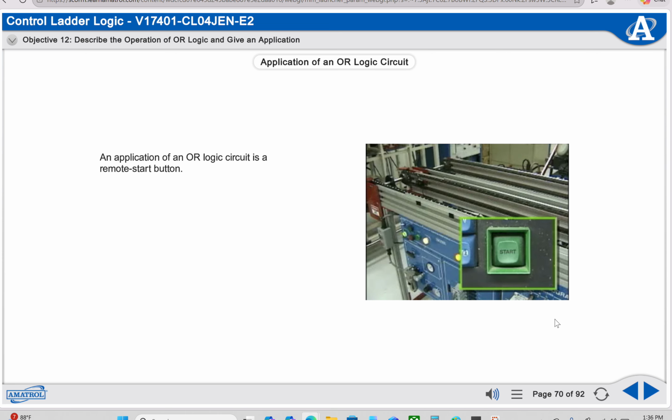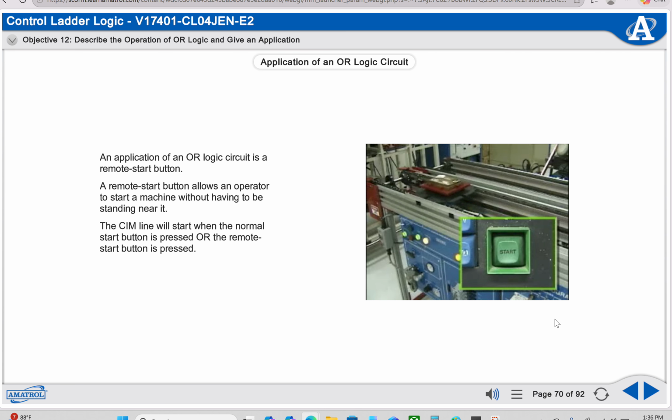An application of an OR logic circuit is a remote start button. A remote start button allows an operator to start a machine without having to be standing near it. The SIM line will start when the normal start button is pressed or the remote start button is pressed.